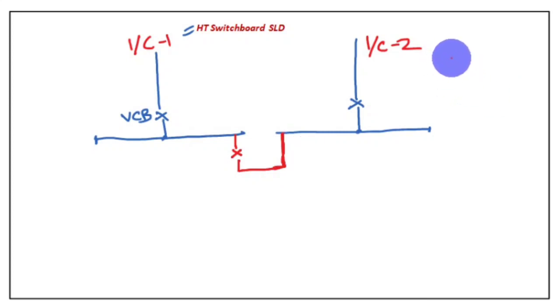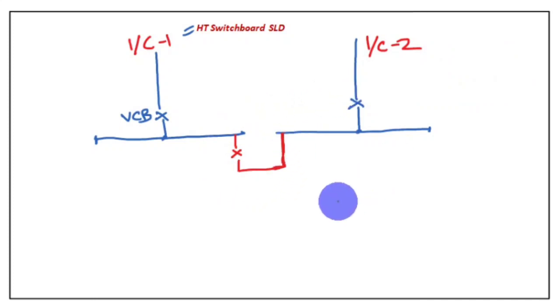You will also find a representation like this. This is not as per the GA, but it is also a popular, very simplified representation. This is incomer 1, incomer 2, and this is the bus coupler. But in actual, if you keep the GA concept in mind, then you have to understand this arrangement.